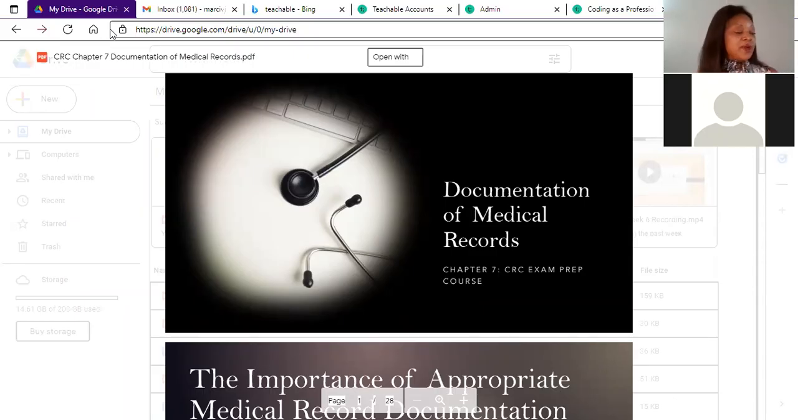So chapter 7 was medical record documentation and coding, and I thought it was really good. What do you think about the PowerPoint? Was it put together really good? Yes. Okay. So I had to make sure I put it together really well so you can retain the information that you definitely need to know.